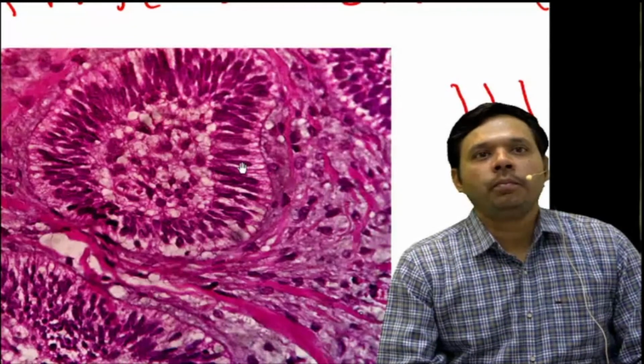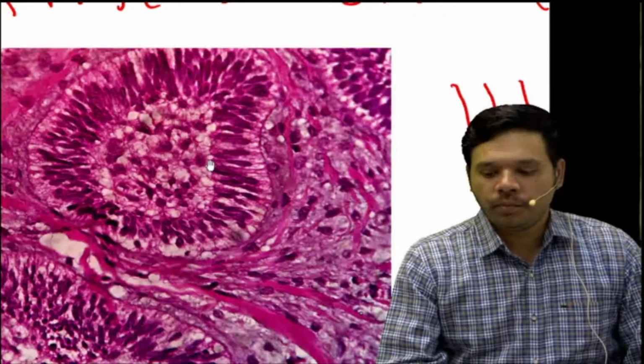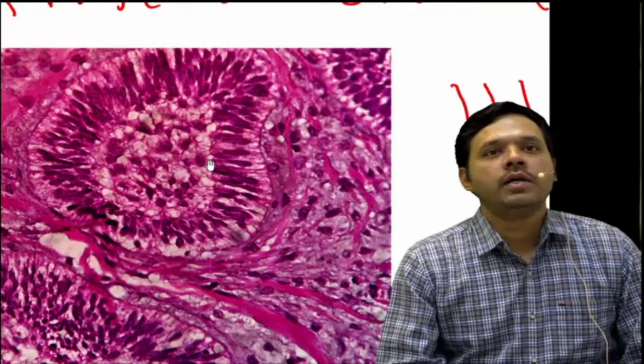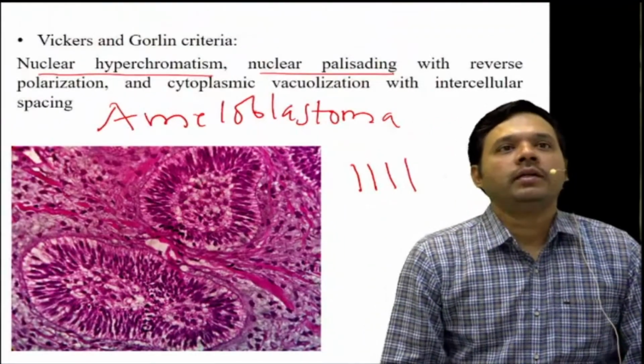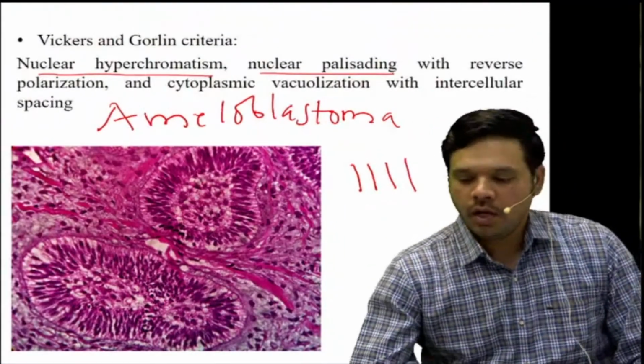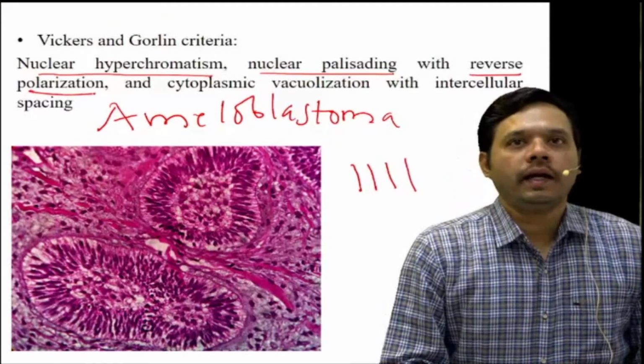So the nuclear polarity has changed. Now the nucleus is towards the lumen, not towards the basement membrane. This shift is a very important one. This is called reverse polarization. So reverse polarization is a very important feature of the Vickers-Garlin criteria.